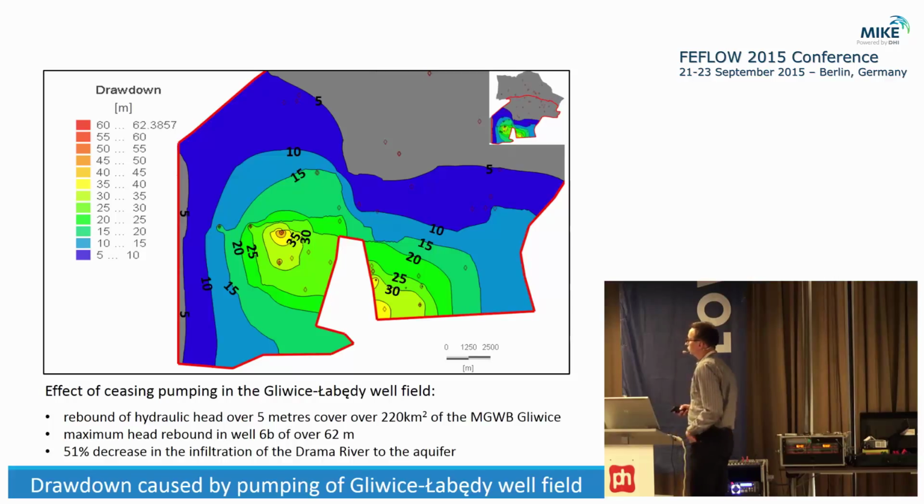In order to show how big an influence the groundwater well fields have in this area, we made a scenario where we stopped pumping by this well. The effect of ceasing pumping in the Gliwice-Łabędy well field caused a rebound of head of over 5 meters, covering an area of 220 square kilometers. The maximum head rebound was in well 6B, located here. And also, a result of ceasing pumping is decreasing infiltration of the Drama River.